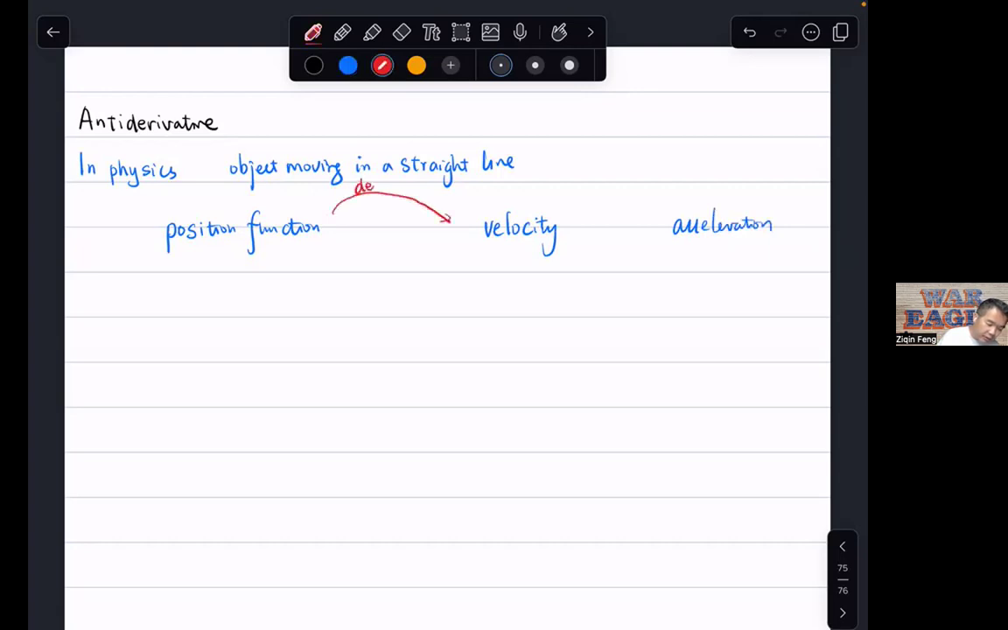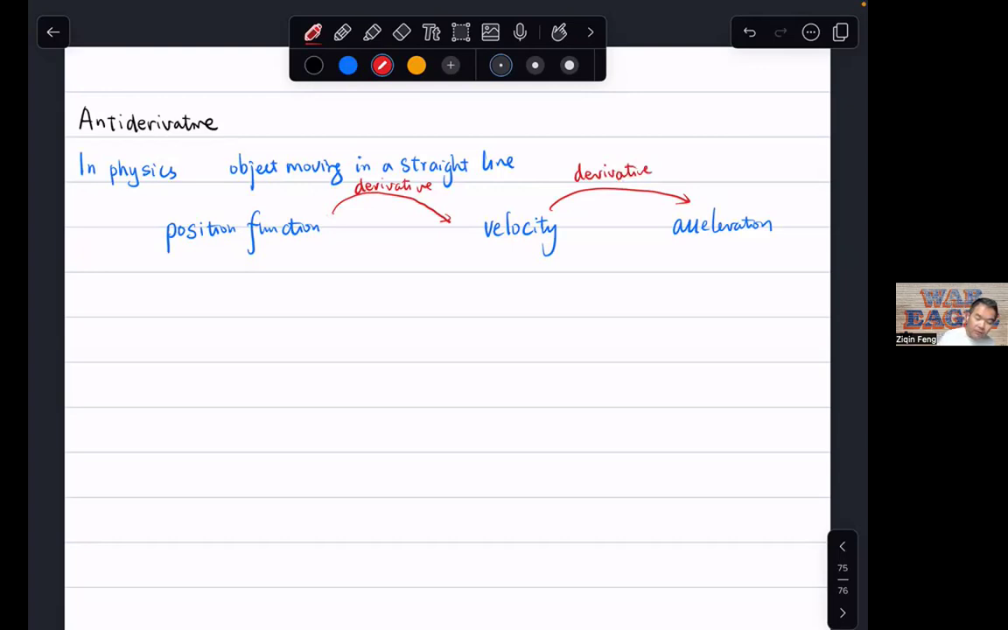So differentiation, derivative. But in many situations, we might be given the acceleration and we want to know the velocity. Or you know the velocity, you want to know the position function. So in many situations, you want to take the inverse of the derivative. We call that antiderivative, right?